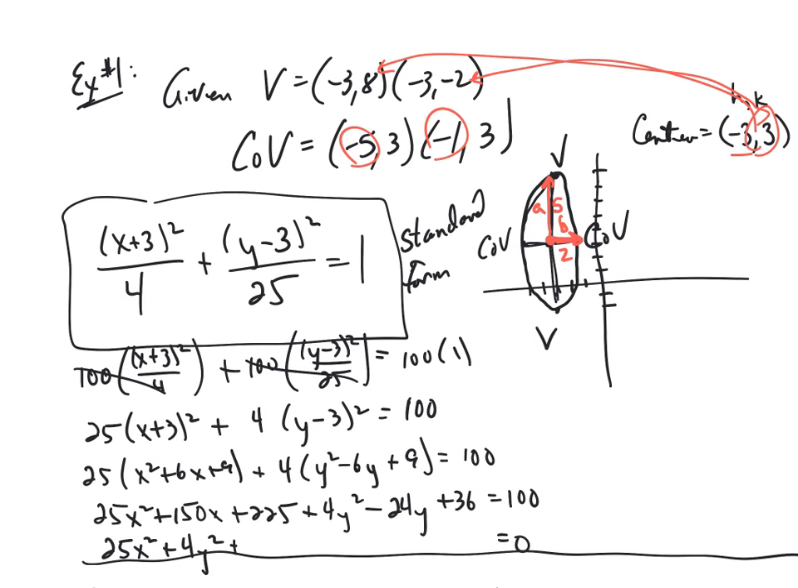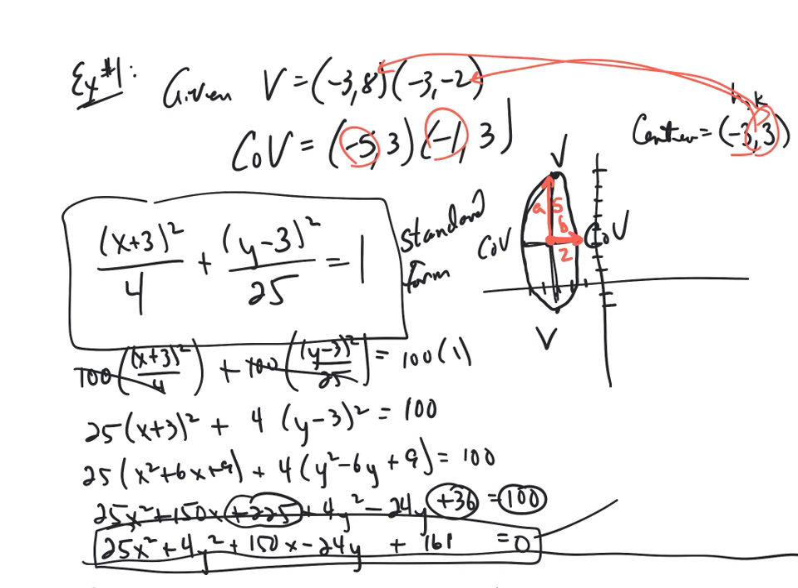C, D, E, and then the F term, what we'd have to do is put the three numbers together. So 225 plus 36 is 261, and then 261 minus 100 is 161. So this then, let me box that in.